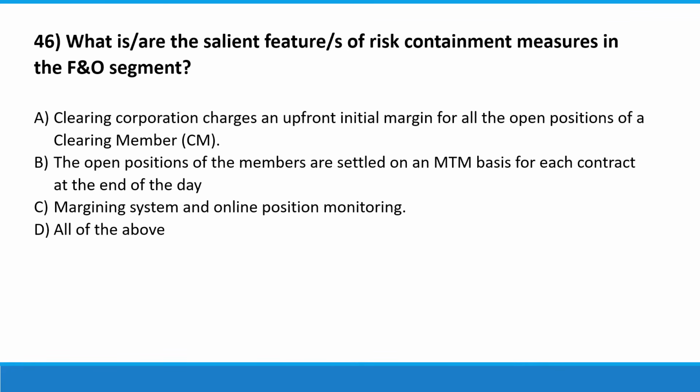What is the salient feature of risk containment measures in the F&O segment? Option A, clearing corporation charges an upfront initial margin for all the open positions of a clearing member. Option B, the open positions of the members are settled on an MTM basis for each contract at the end of the day. Option C, margining system and online position monitoring. And option D, all of the above. The correct answer is option D, all of the above.